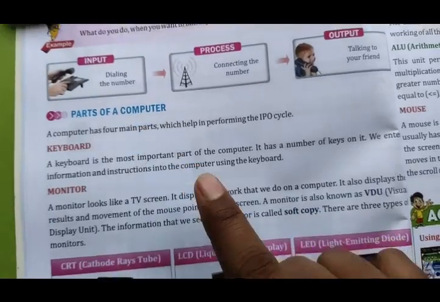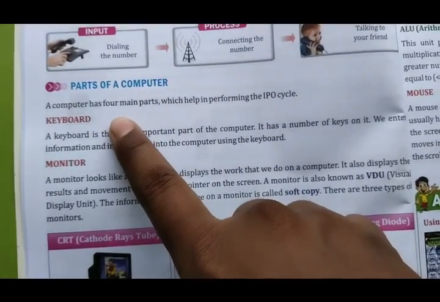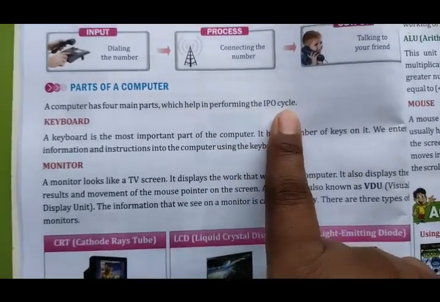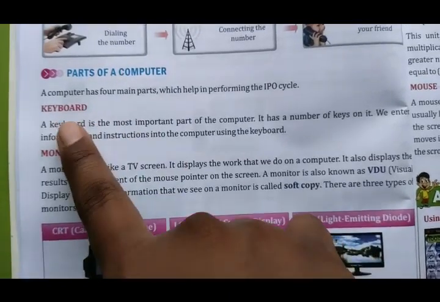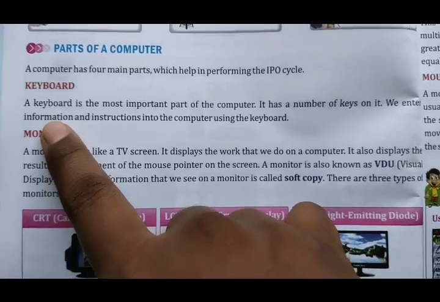Then parts of computer. Okay. A computer has 4 main parts which can help in performing IPO cycle. Remember these things. A computer has 4 main parts. First is keyboard. Okay. Let's read out keyboards.